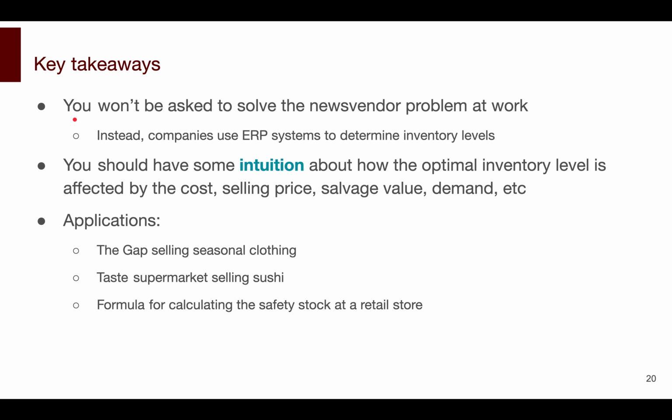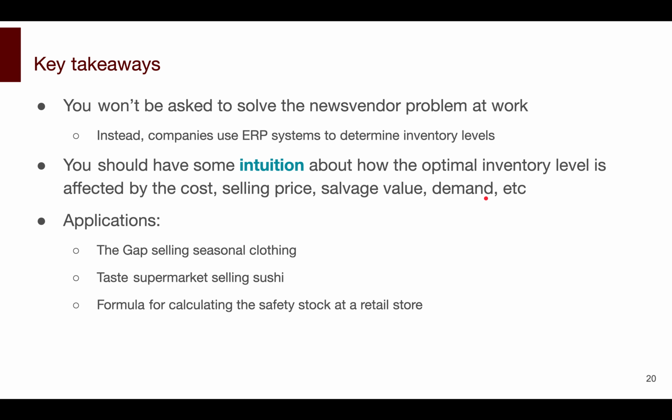In practice, you actually won't be asked to solve the Newsvendor model at work. The reason is that companies use ERP, Enterprise Resource Planning systems, which have modules to determine the optimal inventory levels for you. Because these things are done better using mathematics and computers, companies prefer computerized processes rather than manual processes. However, you should have some intuition from today's lecture about how the optimal inventory level is affected by parameters of the problem, such as the cost, the selling price, the salvage value, the value of demand, and so on.